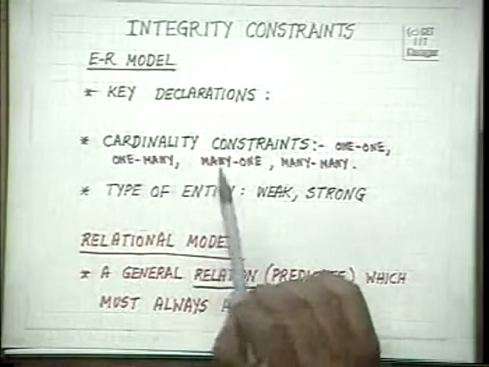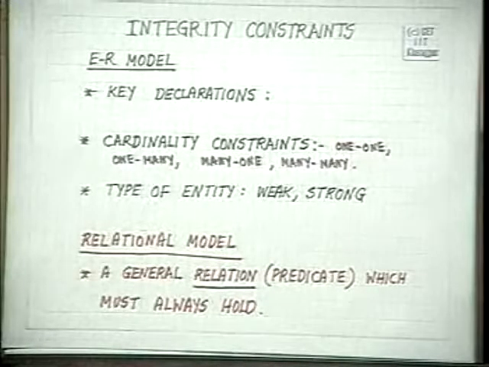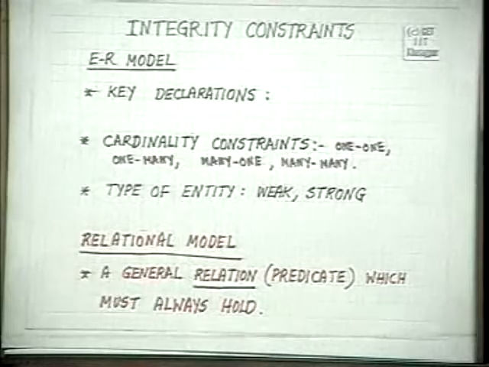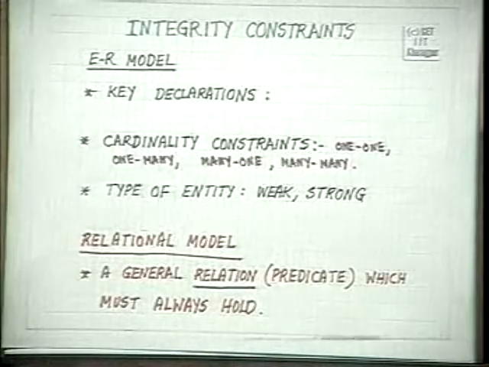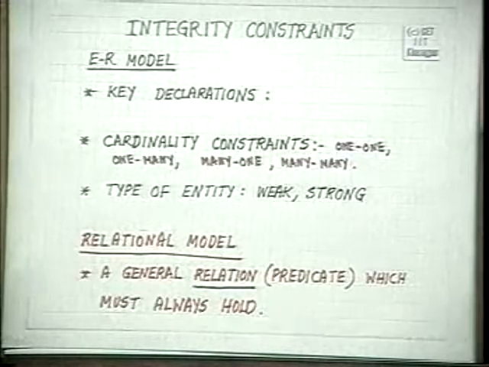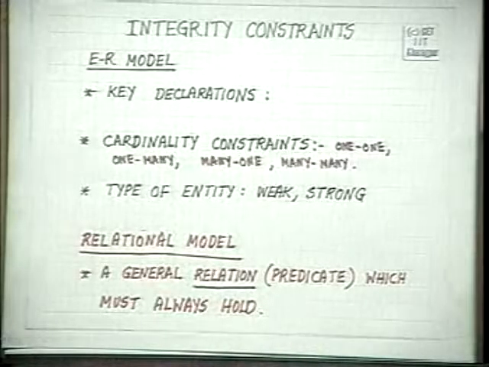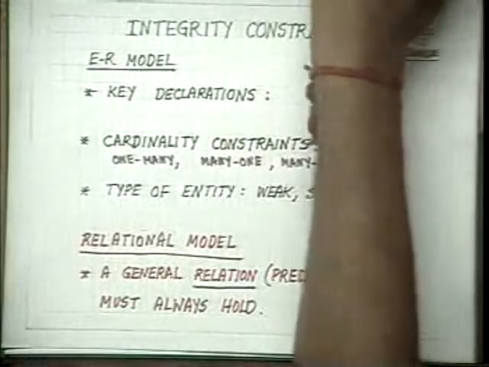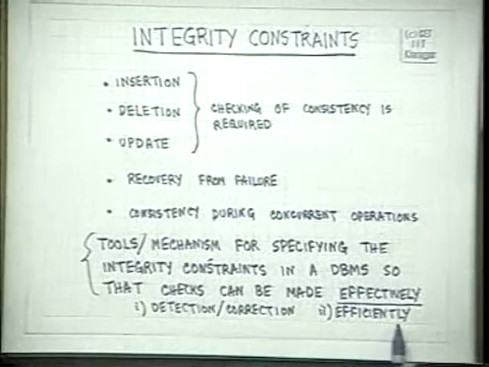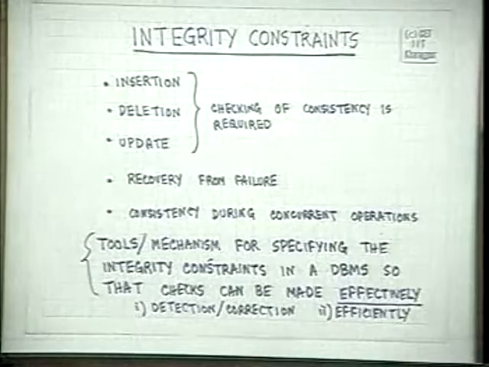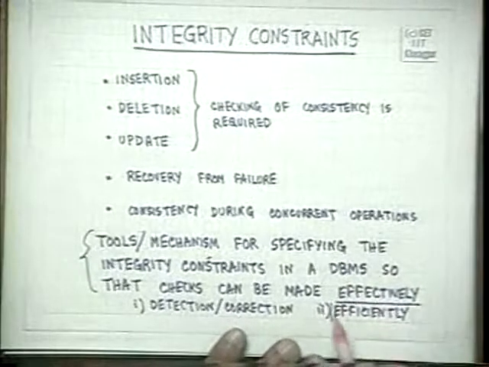But there is a cost associated with each such definition of an integrity constraint. The cost is that this integrity constraint must be invoked during every operation, and whenever we invoke it during every operation, there is time spent in checking this integrity constraint. That is why I mentioned here that effectively also means efficiently. The efficiency must be taken into account when we define such constraints.